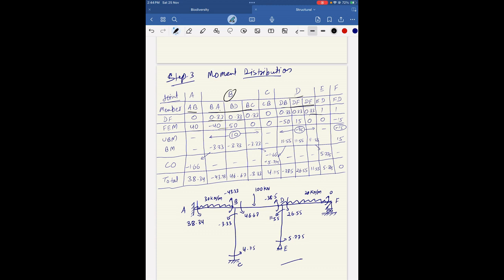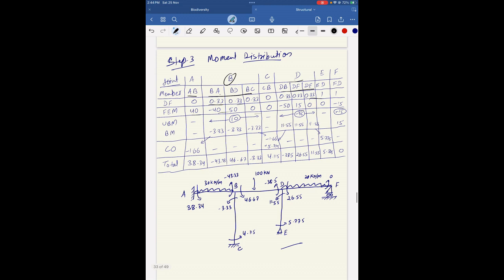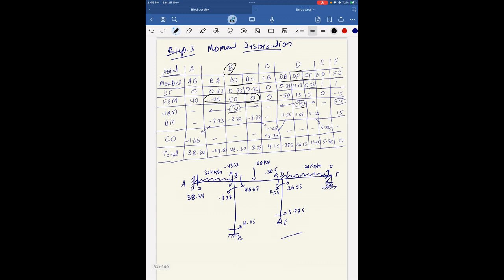Fixed moment, we write it here. Unbalanced moment: at joint B, the summation of this gives us 10 kilonewton of unbalanced moment, and at joint D we have 35. Then I will distribute this load according to its distribution factor. So 0.3333 comes out at each joint. Then the carryover moment at BA comes out at end A and BC at end C.